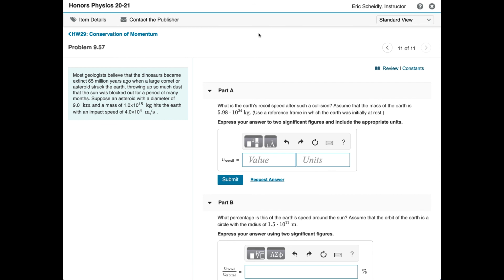Ooh, the last problem. The geologists believe that the dinosaurs died when the Earth was struck by a large comet, throwing up so much dust that the sun was blocked out for a long period. They give me the mass of the comet, and they give me the impact speed of the thing. So I know its momentum, and we want to know what the recoil speed is after the collision takes place.